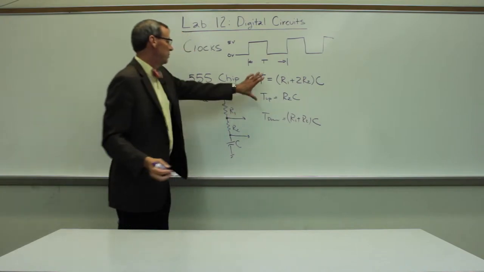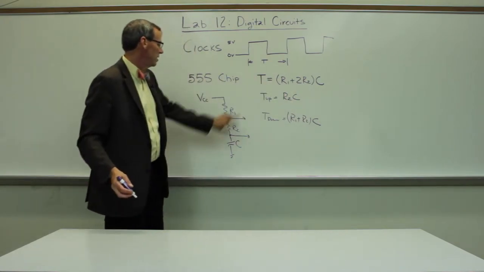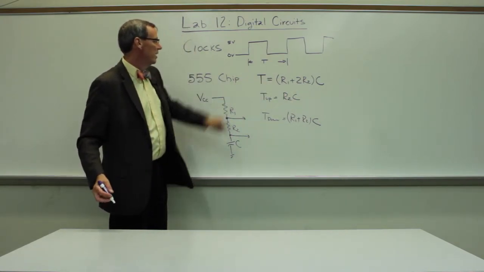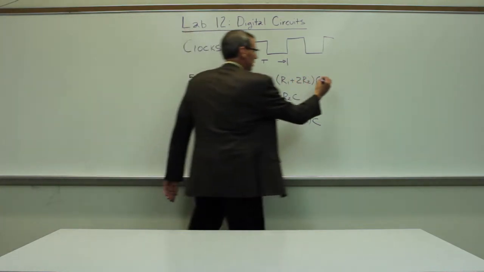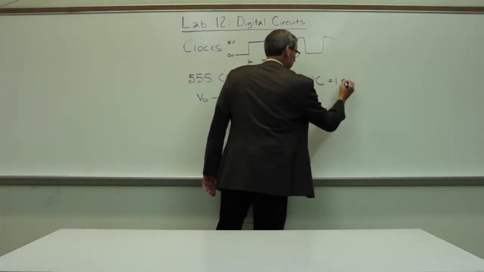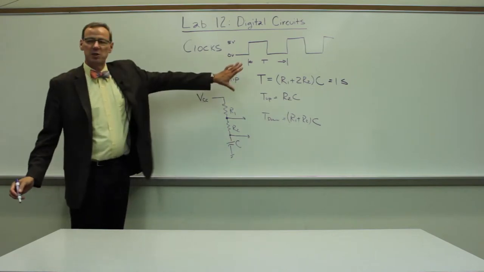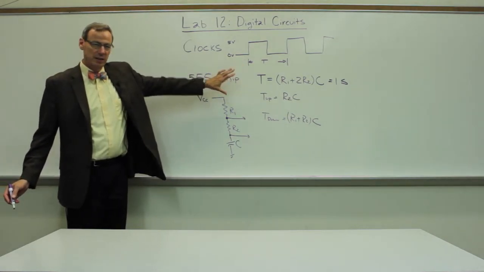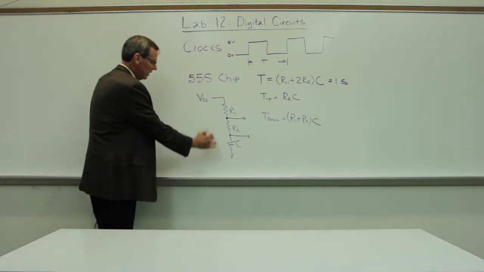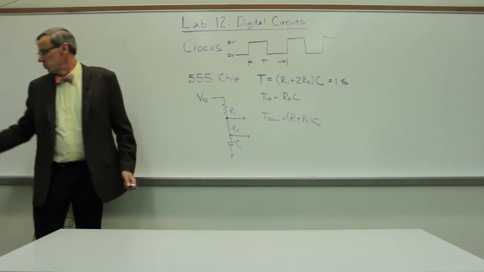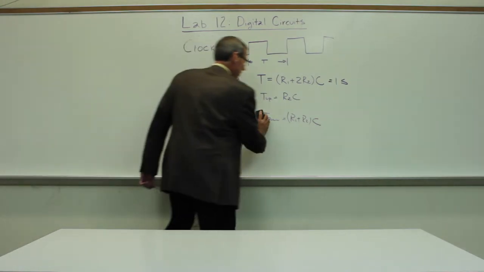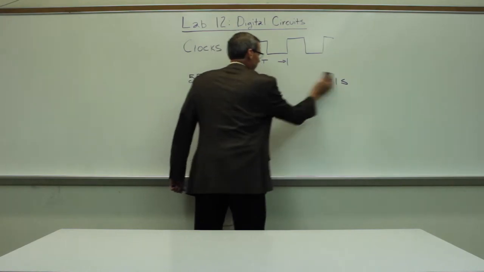So our job is to choose R1, R2, and C so that these aren't too far off. And we're going to pick a period to be 1 second. So that's part of your job, is to choose reasonable components for that. So you'll assume that we've selected these components here. And then what we will do is we will put these into the 555 chip.